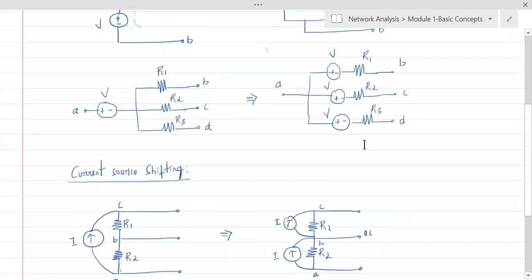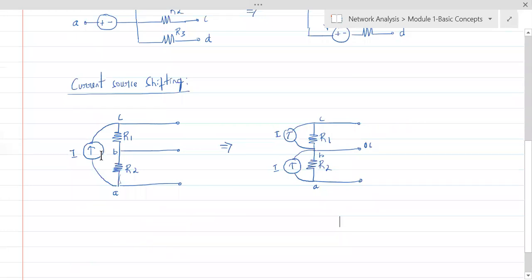Similarly we have current shifting also. For a current source to be transformed, there should be a resistor in parallel with it. That's not happening, so shift it in such a way that the resistors come in parallel with it, and hence the transformation becomes possible.